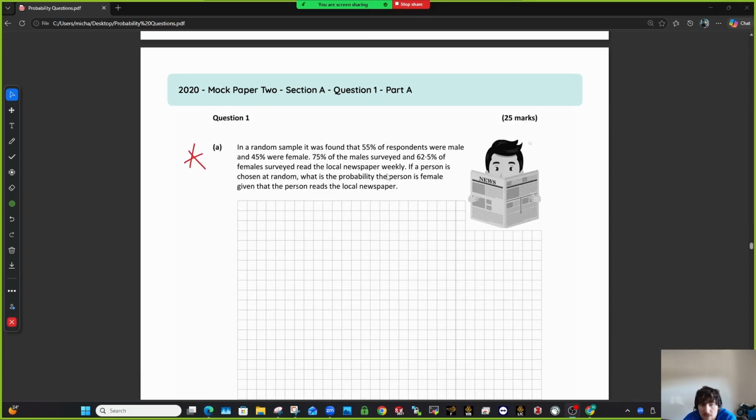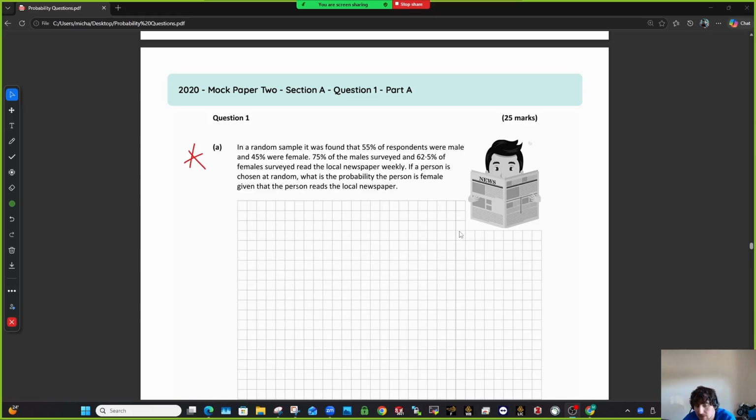Okay, so I scrolled along and found our next question here. It comes from 2020 mock paper 2. So this is a very good question. I took a second to read this before getting it set up here, and I tell you this is a very good question. So definitely have a go at trying this. This is definitely one you want to have a go at trying to do out.